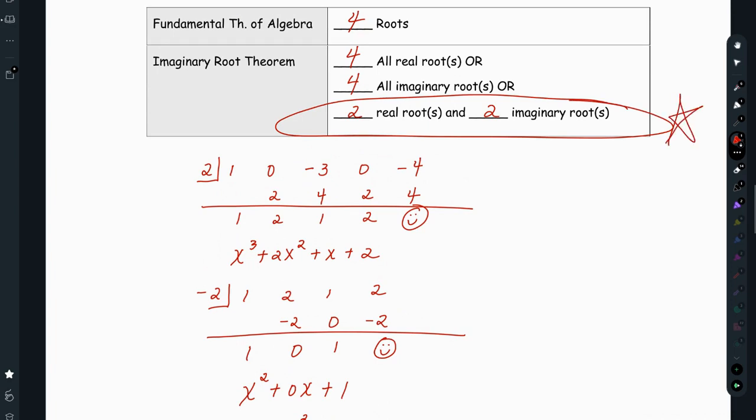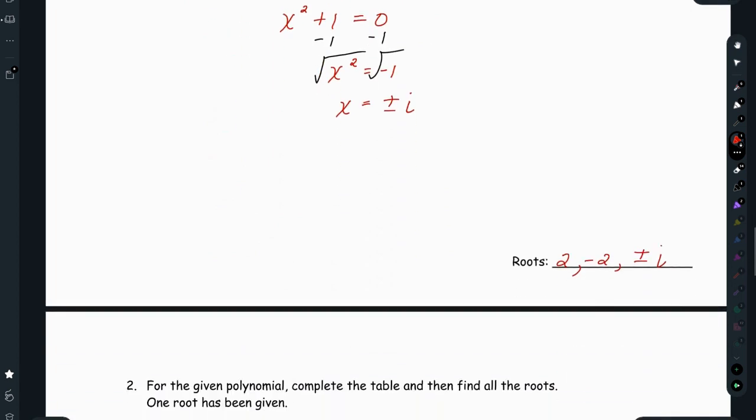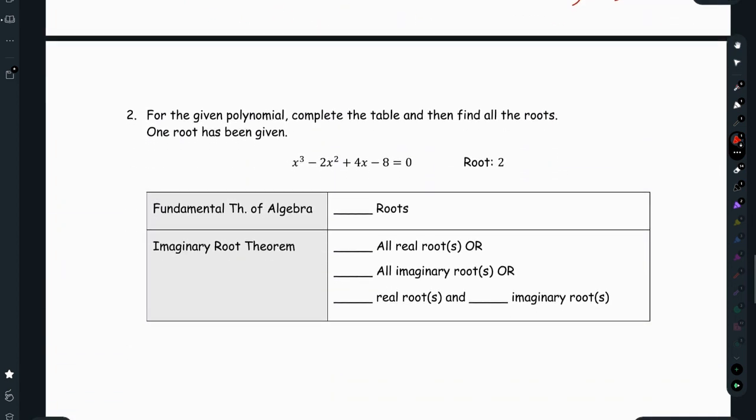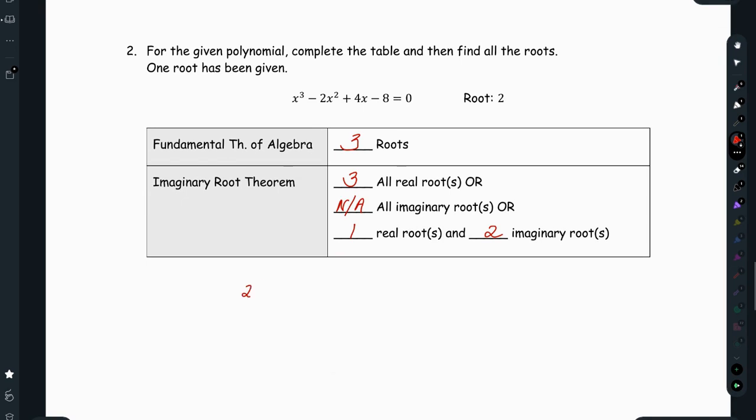All right, that was fun. Let's try another one. Moving on. We're given 1 root. We have a cubic polynomial. If it's a cubic polynomial, we know we'll have 3 total roots. They could be all real. It's not possible that they're all imaginary. Not applicable. Or we could have 2 imaginary roots, and that would leave 1 real root left over. We're not sure what the scenario is going to be. We're going to put 2 in the box and do synthetic division.